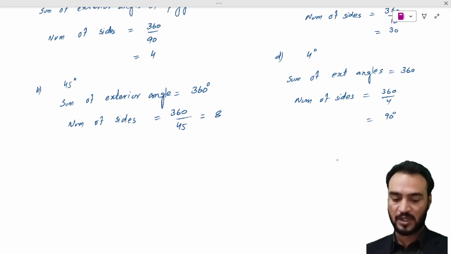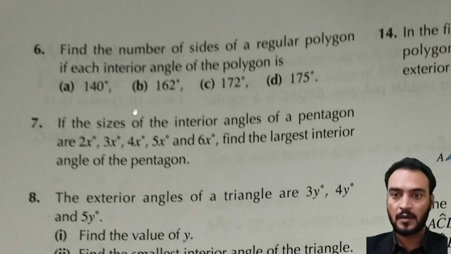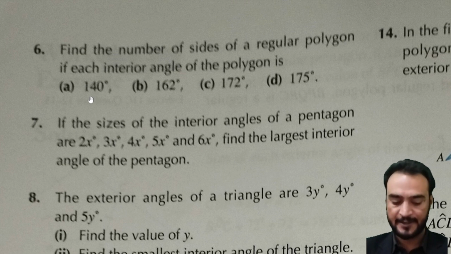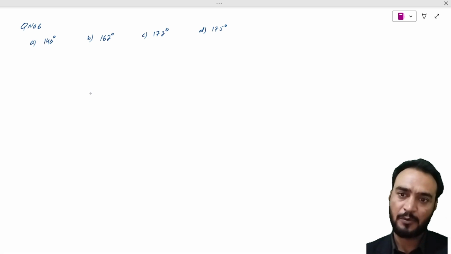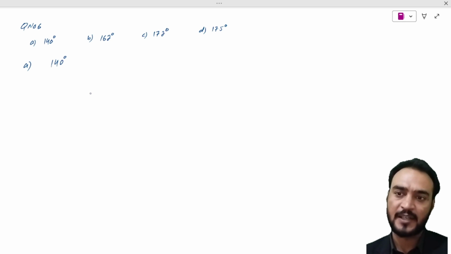Now we will solve question number 6. Question number 6 is: find the number of sides of a regular polygon if each interior angle of the polygon is, in part A, 140 degrees. So let us solve this. In question number 6, the interior angle is given, and in part A each interior angle is 140 degrees. We divide the sum of interior angles by 140 to get the number of sides in a polygon.